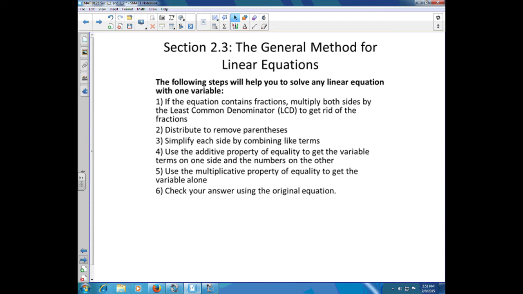Then the multiplicative property to get the variable by itself. And then you can check your answer at the end. If any of these steps are not necessary, skip it and go to the next one.